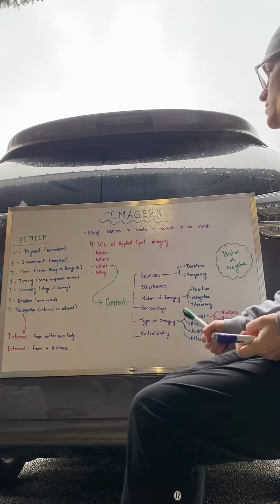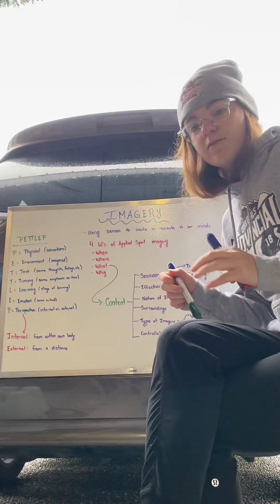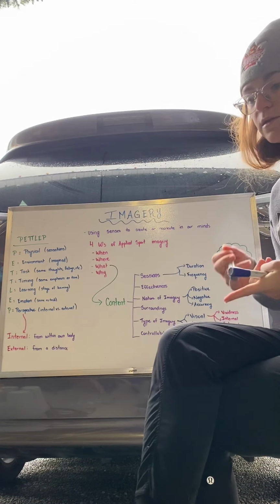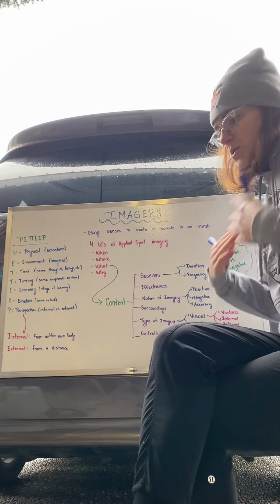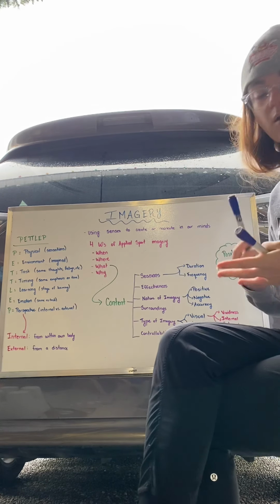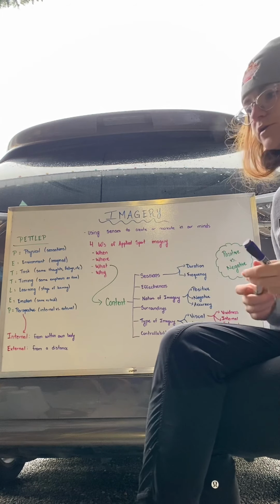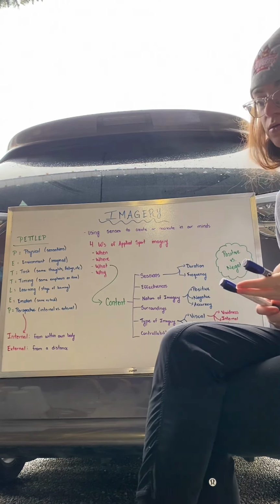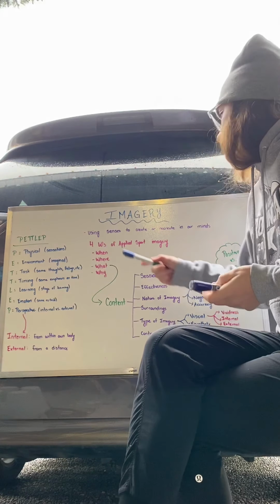Next up, there are 4 W's of using applied sport imagery. The when, which is when are you using that imagery? Using it before you go to competition, during, or after? Where are you using your imagery? Are you at home? Are you at the field already? Are you in the gym?